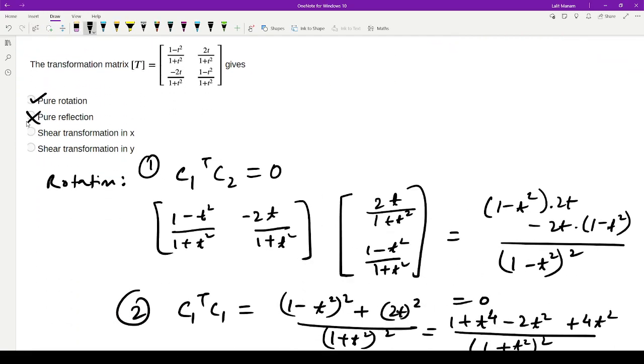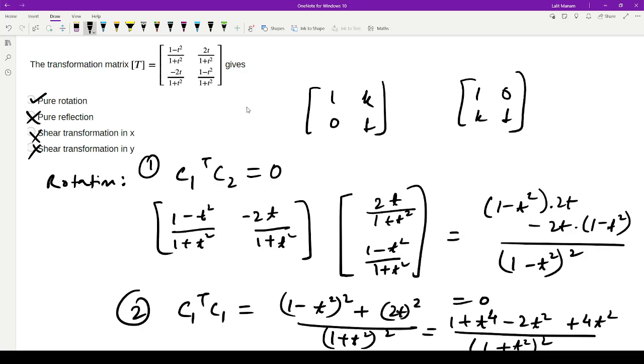Is it a shear transformation in X? No, neither in X nor in Y, because they look like this. For X, it will look like this. For Y, it will look like this. This is shear X, and this is shear Y.